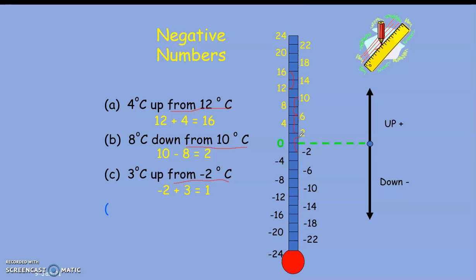Okay. Right, last example in these ones here. We want to know what is 6 degrees Celsius down from 2 degrees Celsius. So we're starting at +2 and we're coming down 6 degrees. So 2 take away 6. So 1, 2, 3, 4, 5, 6. So we should get an answer of -4 degrees Celsius. Okay.